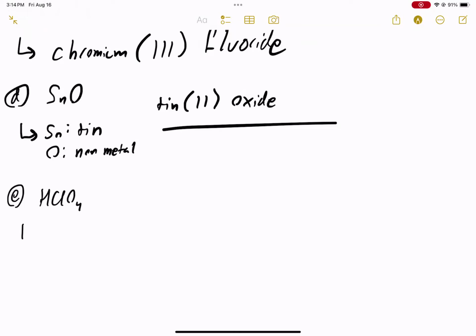Next example, HClO4. This, if you remember from the last slide, I believe it was the very last slide, is a strong acid. So I would just commit this to memory if I were you. This is perchloric acid.